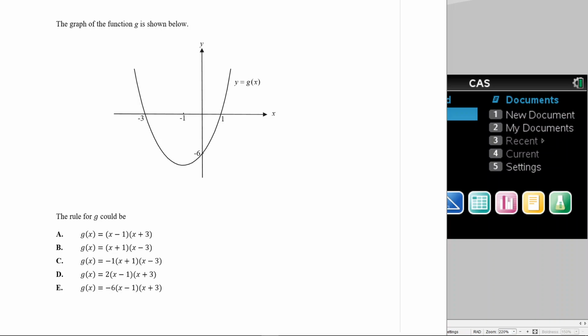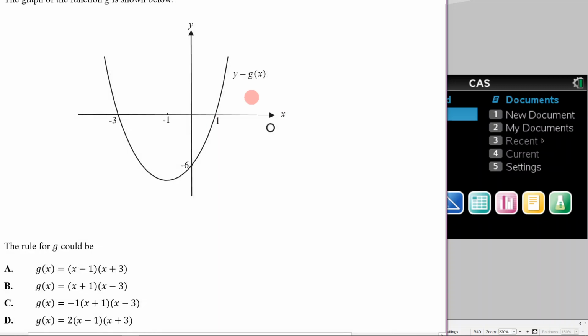Welcome. So we are working through this question right here, which says the graph of the function g is shown below, and here it is right here. We need to find the rule for g could be which of these. So let's just have a look here what we've been given.